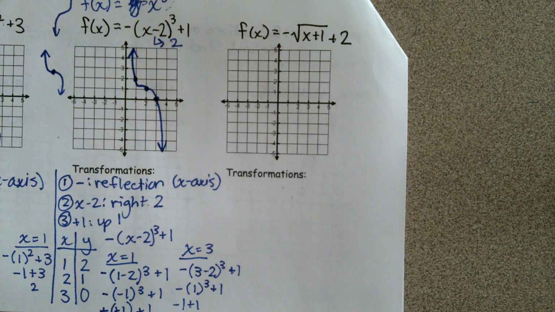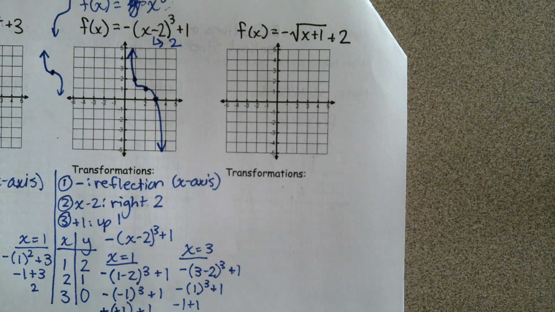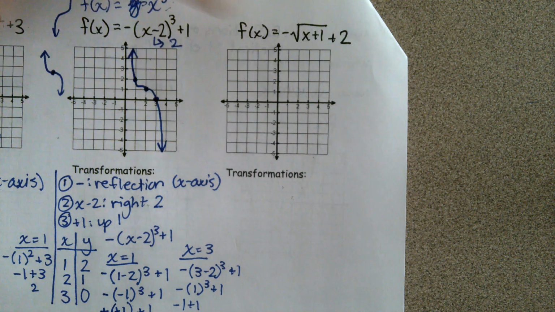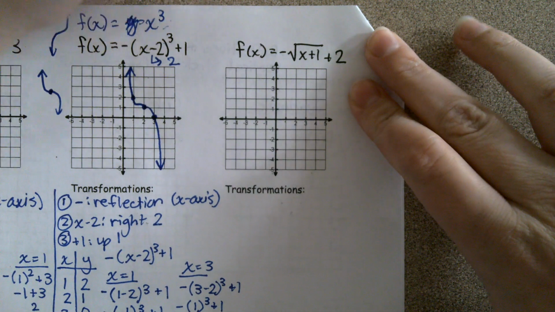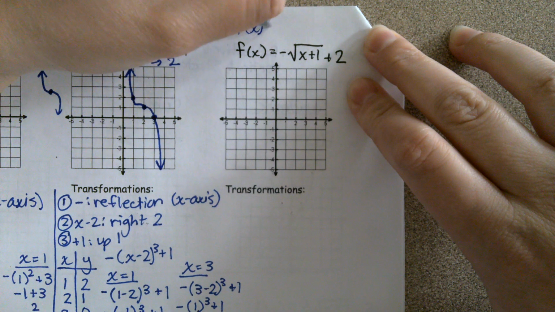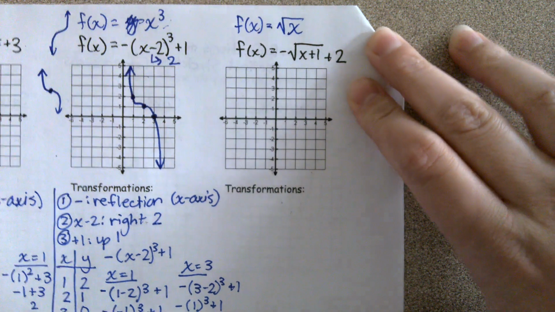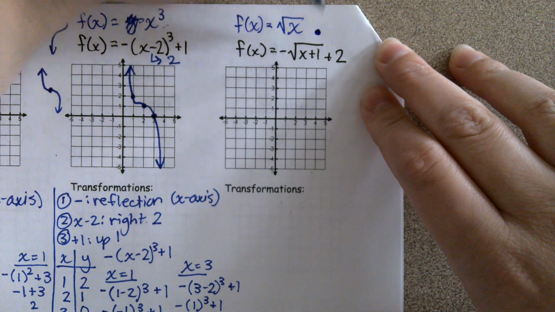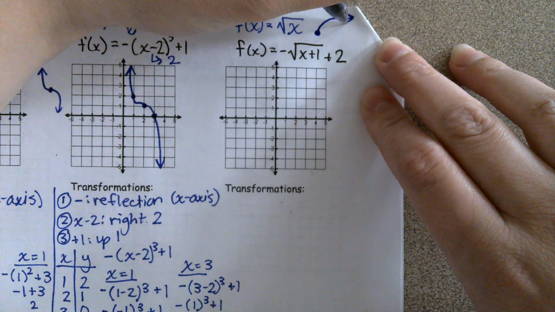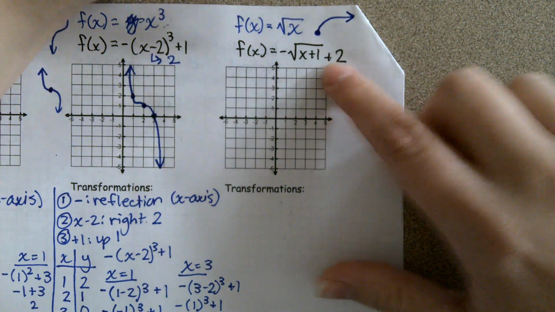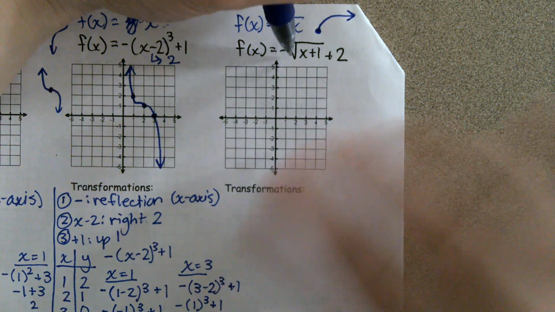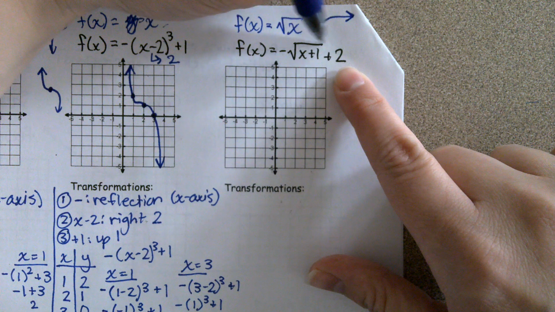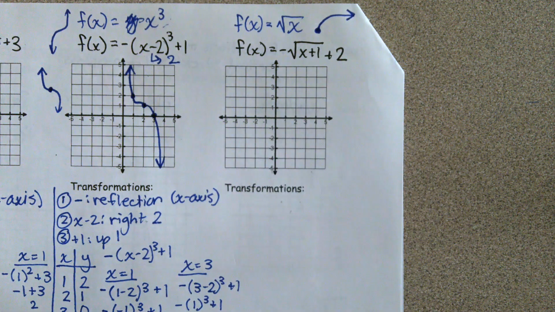Next graph, graph number 3. F of x equals negative square root of (x plus 1) plus 2. First, we have to find the parent graph. F of x equals the square root of x. Remember, this graph has a sideways appearance. So we start at a point, and then it will move off to the right. Another good tip, this kind of looks like a really not well-drawn square root sign. It has the same shape, how it kind of starts over here and then just goes up and over. It does the same thing, so that kind of helps.